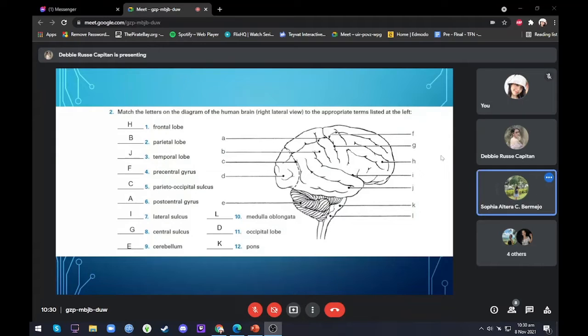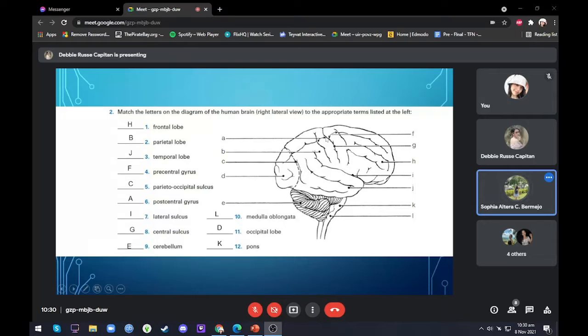So number 2, match the letters on the diagram of the human brain, right lateral view, to the appropriate terms listed at the left. For the frontal lobe, our answer is H. This one as you can see on your screen. Number 2 is letter B. Number 3, temporal lobe, letter J. Number 4, the precentral gyrus, letter F. Number 5, parieto-occipital sulcus, letter C. Number 6, postcentral gyrus, letter A.